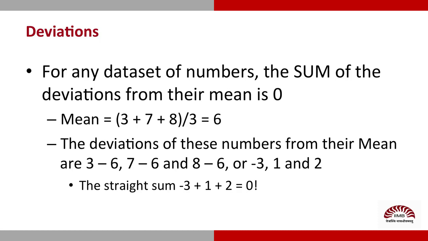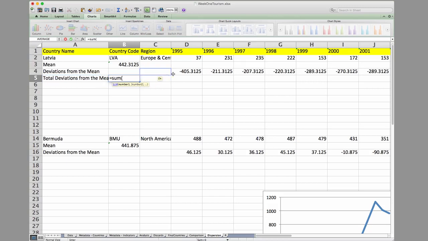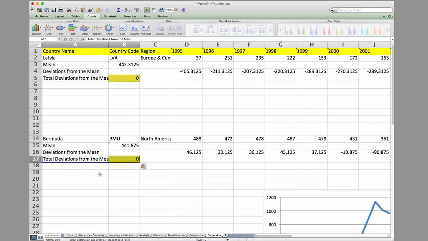How about if we added up deviations for each country? So we will look at total deviations from the mean. And if I were to add up the deviations using the sum function, I need to add up D4 through S4. And I get a 0. Is it the same for Bermuda as well? Oh yes, they all total up to 0. So there's no way to distinguish between these two countries, right?